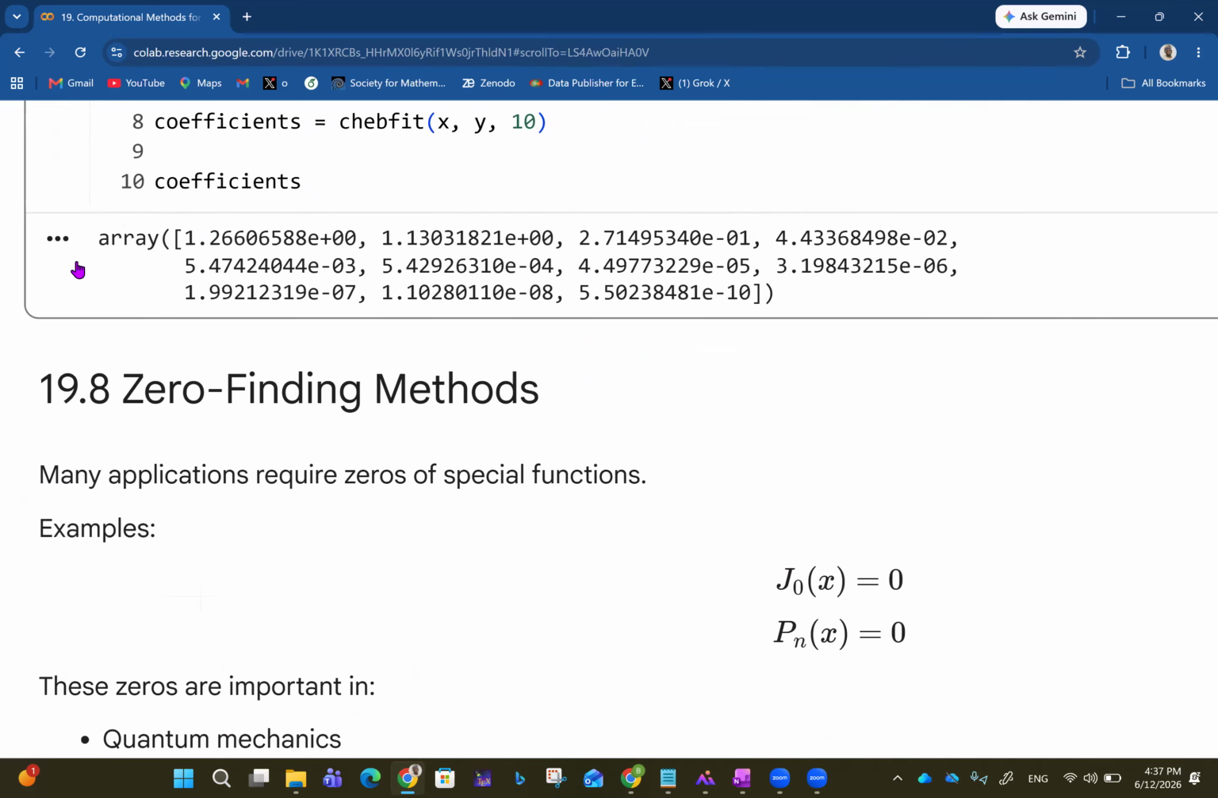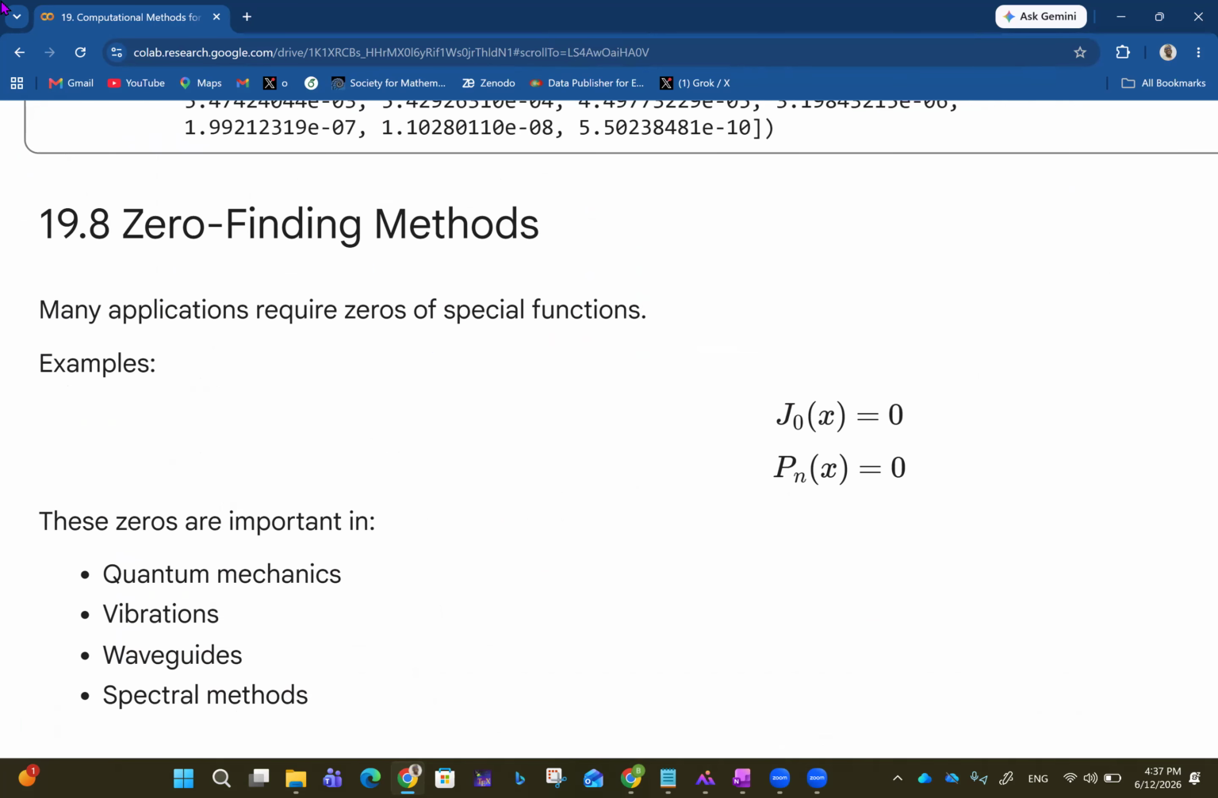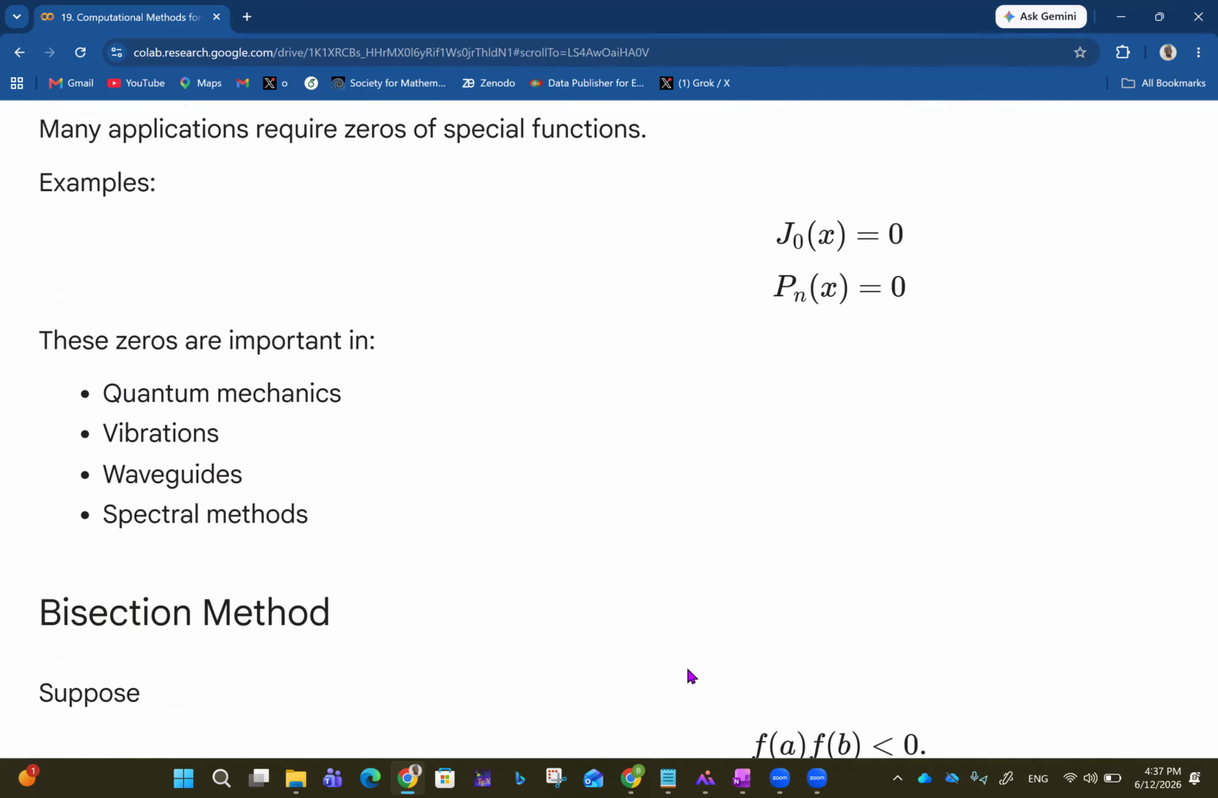Then we have zero finding methods, right? Many applications require zeros of special functions. It's more like you're solving a function. Say you want all the values of x that satisfy something like sine x equals 0, or sine x plus cos x equals 0, or whatever else you may be interested in. Examples are J naught of x equals 0, P n of x equals 0. These zeros are important in quantum mechanics, vibrations, waveguides, and spectral methods.